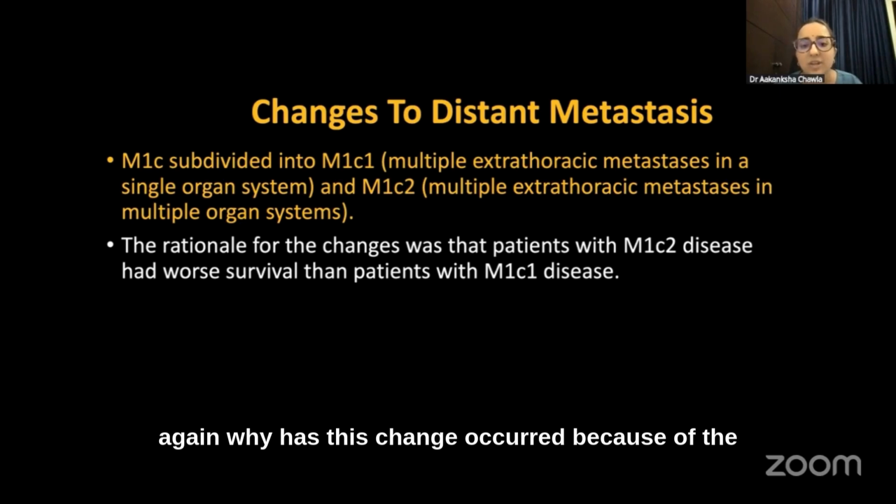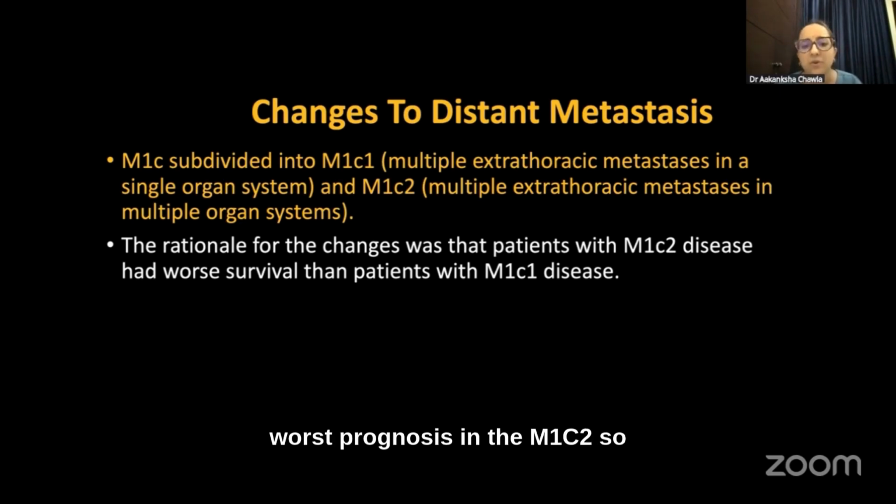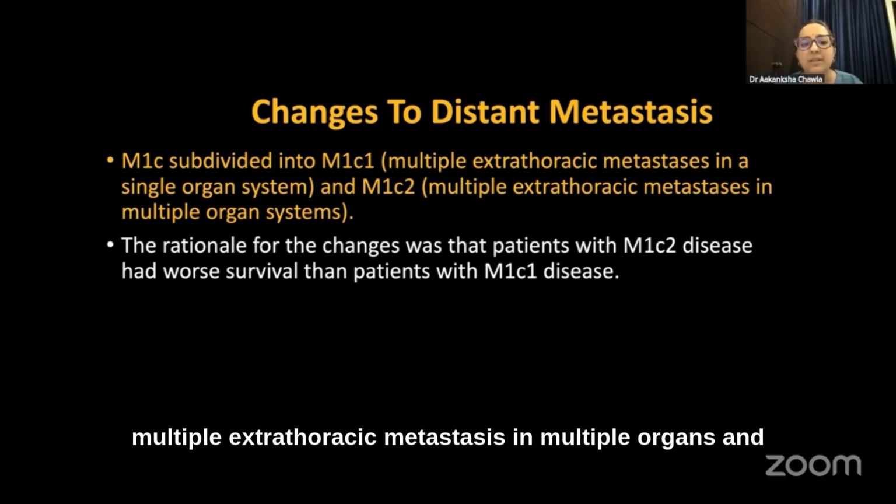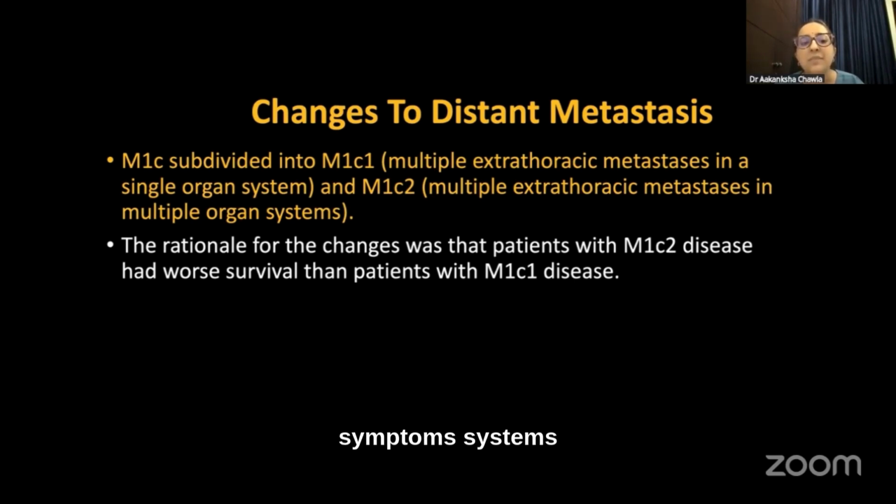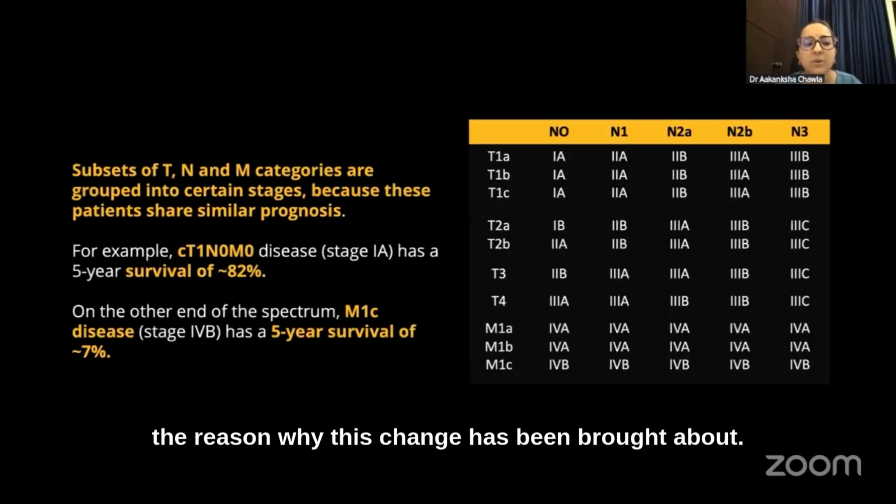Again, why has this change occurred? Because of the worse prognosis in the M1C2. So, worse survival, of course. Multiple extrathoracic metastasis in multiple organ systems, M1C2, has a worse survival. That is the reason why this change has been brought about.